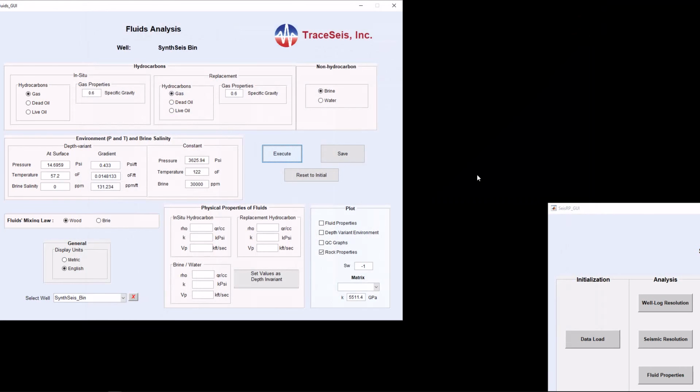This concludes the tutorial on the fluids analysis program. In coming tutorials, we're going to explain how to use these results to do fluid substitution at well log resolution and at seismic resolution. Thank you.